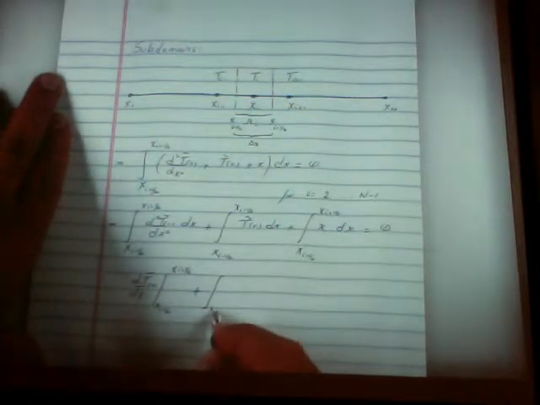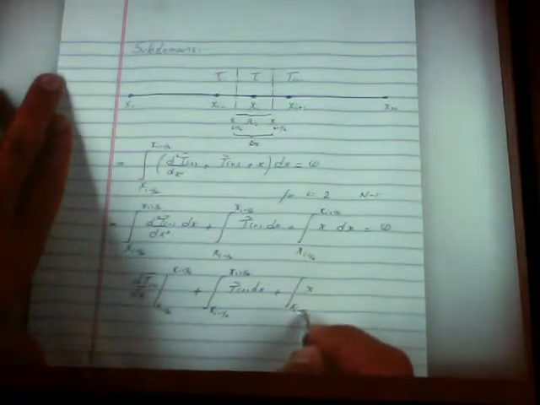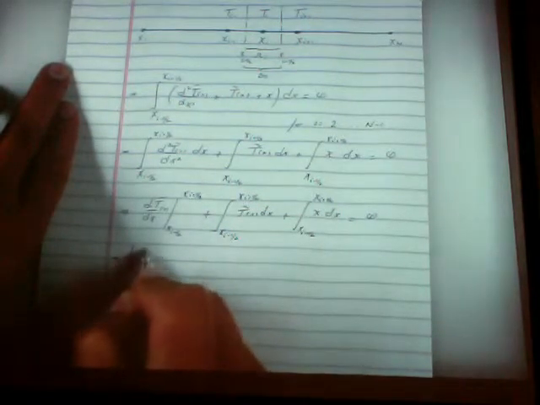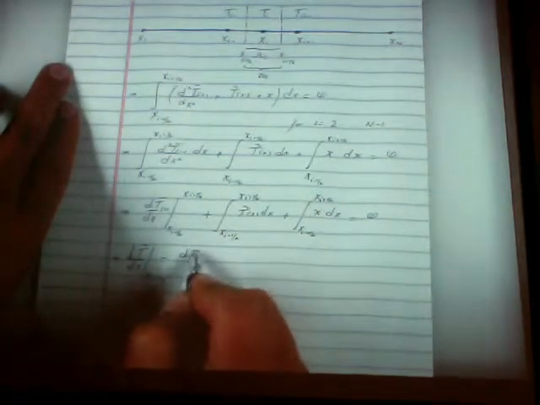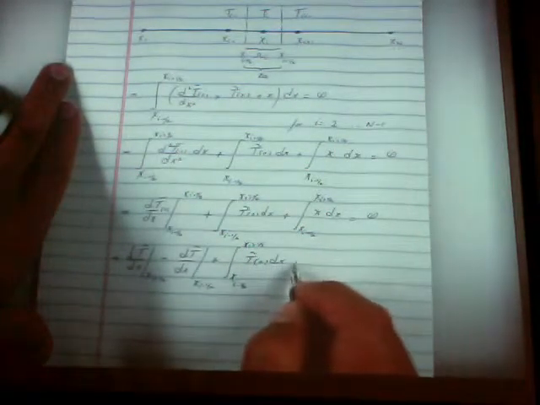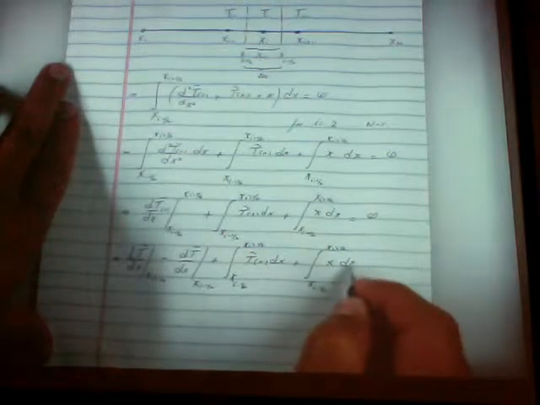So I'm going to keep writing this. I've done this in one step, but I want to go step by step, and I'm going to just basically say that this is dT/dx evaluated at x at i plus a half, minus dT/dx evaluated at x at i minus a half, plus the remaining terms.